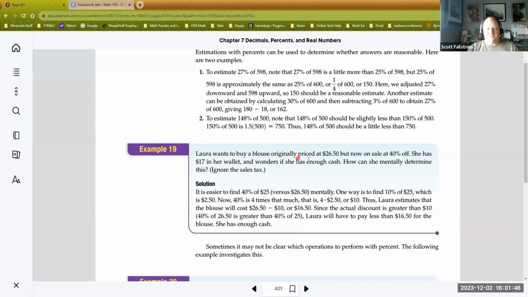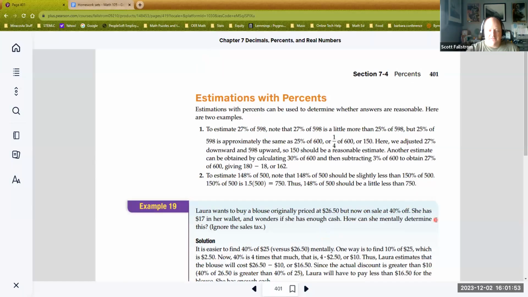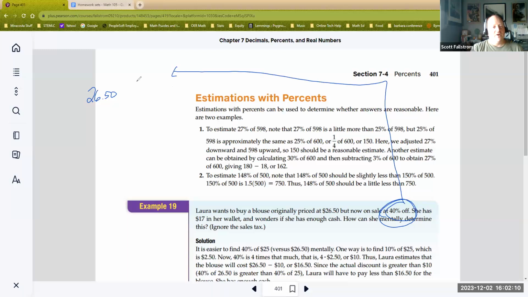Laura wants to buy a blouse originally priced at $26.50, now on sale for 40% off. She has $17 in her wallet. Huh. Okay. Well, if you're doing mental math, write it down quicker in your head. 26.50, and we want 40% off. In my mind, 40% off means I am still paying 60%. So I would not write times 0.4. I just would not.